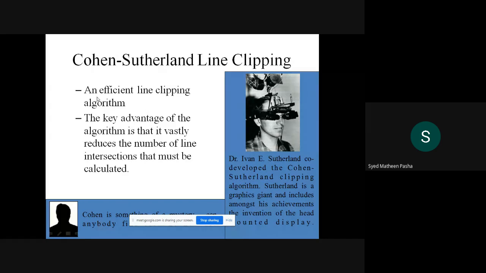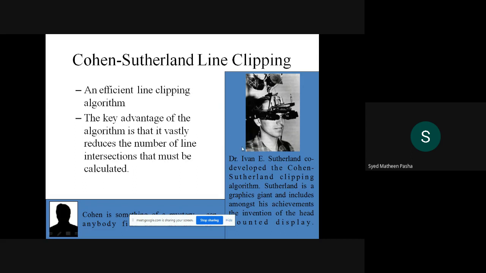So check out here, an efficient line clipping algorithm. As I told, this is one of the important points you need to remember. The key advantage. What is the advantage of this algorithm? The algorithm vastly reduces the number of line intersections that must be calculated. As you will be displaying a number of lines, right? There might be intersection of those lines while you are displaying, right? So at that point, you can use this kind of algorithm and eliminate the intersection. So this is one of the advantages where intersection of lines is eliminated with the help of this algorithm.